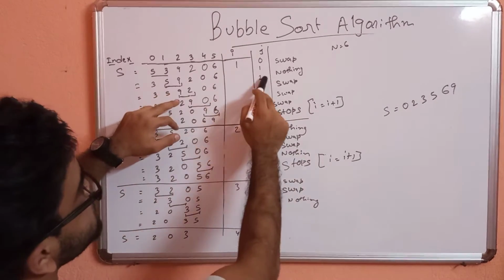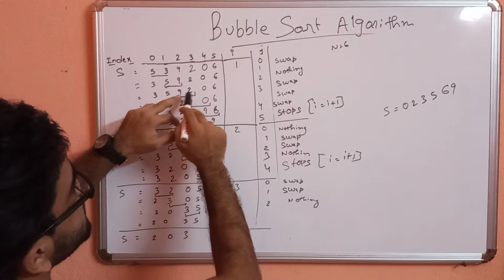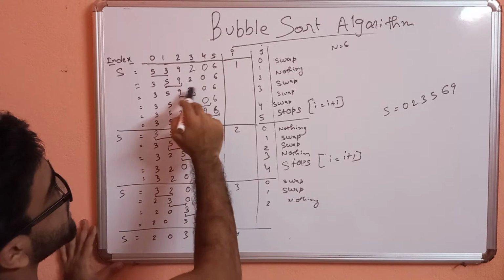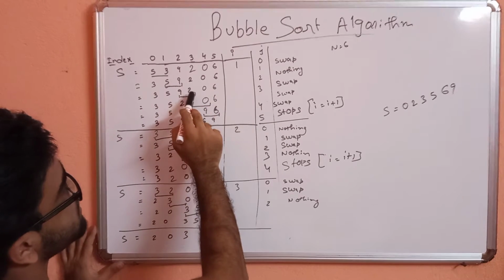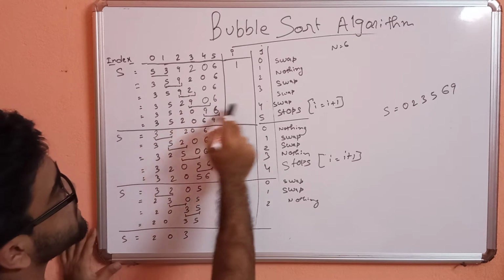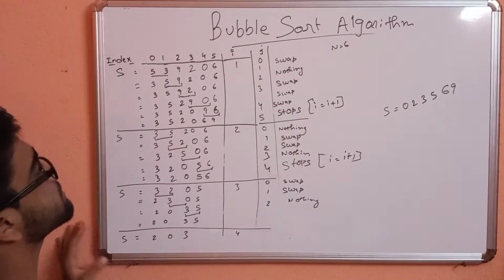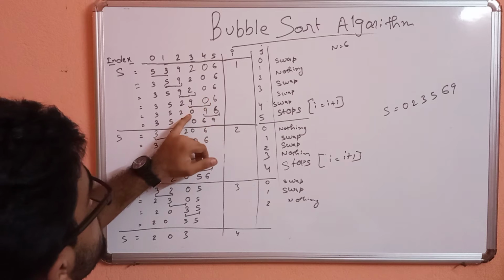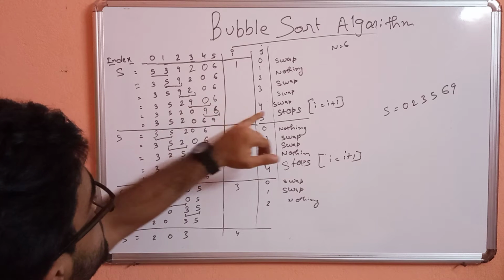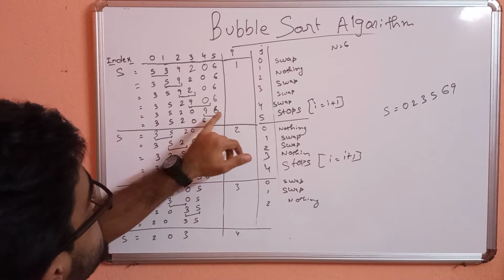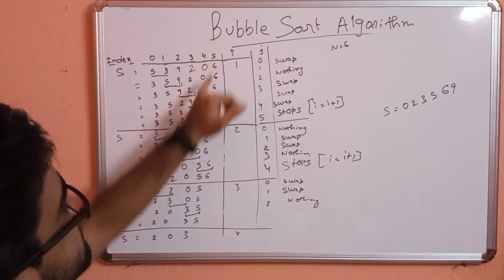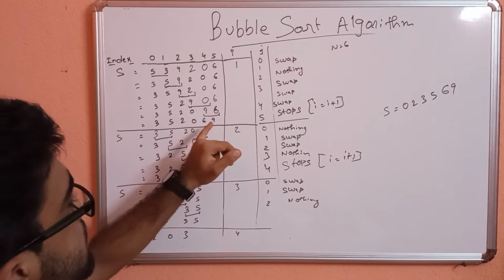Then it will move to j equals 2, then 9 and 2 will be compared, then 2 will come to the second index and 9 will move to the third index because 2 is less than 9. Then j will again get incremented, then 9 and 0 will be compared. 0 will come to the third index, then j will be incremented, then 9 and 6 will be compared, then 6 will come to the fourth index and the fifth index will be 9.